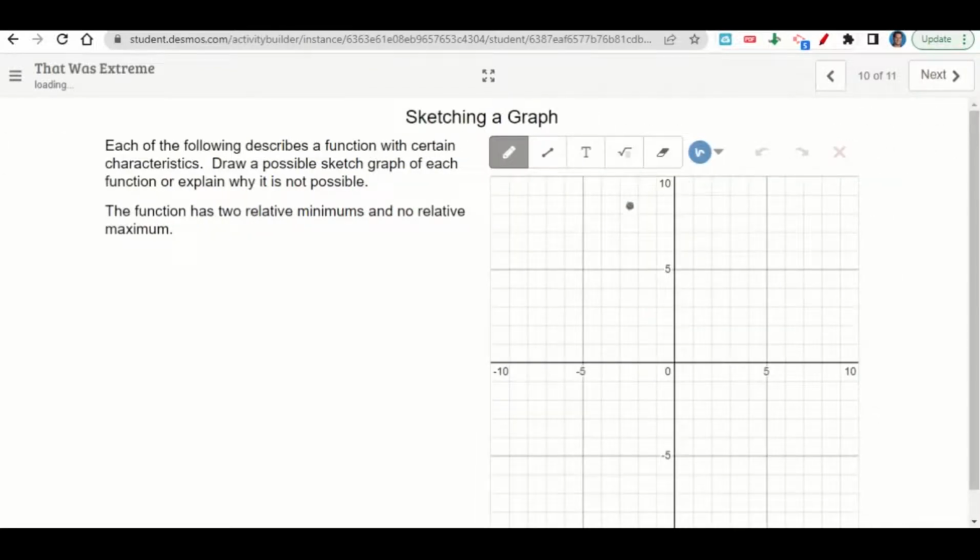We'll do the same thing here. This time we're looking at 2 relative minimums and no relative maximum. So in this case, we need a minimum, so something like this. So then we notice that it gets really close to the asymptote, but it doesn't actually cross it. So then we can start over again on the other side, just like this. Now we have a minimum, but no maximums.